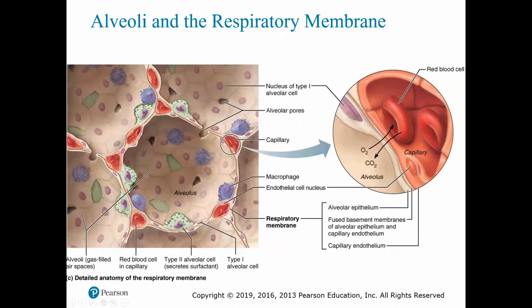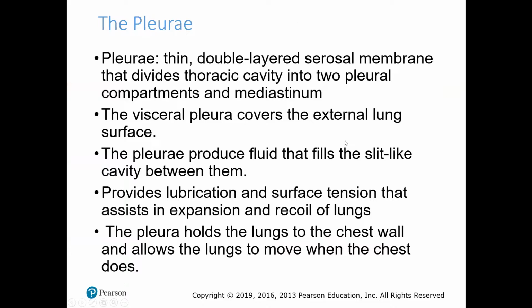Again, it's only one cell layer thick, and again, we equalize the pressure. So there's our alveolar membrane, there's the capillary, there's the red cell. It's just thin enough for oxygen to go across the membrane. Okay.